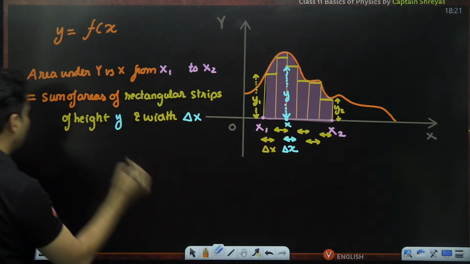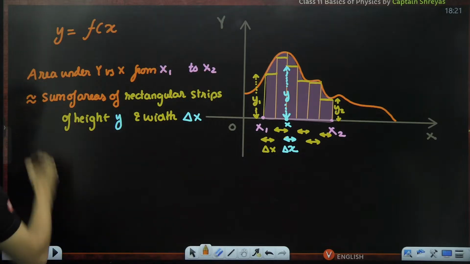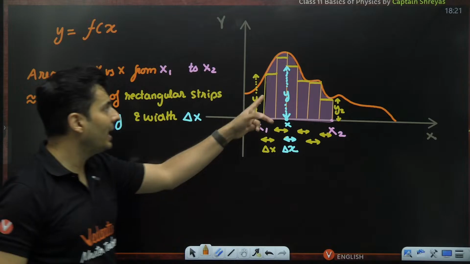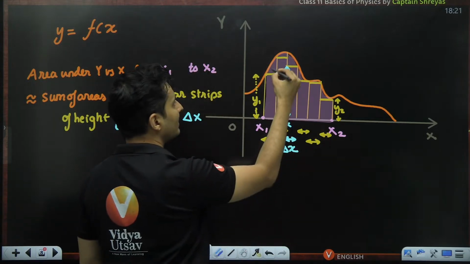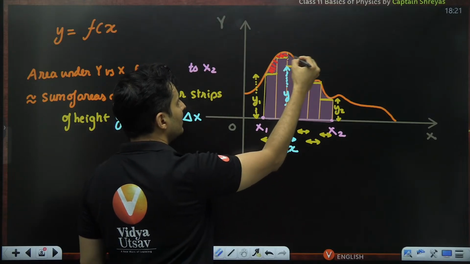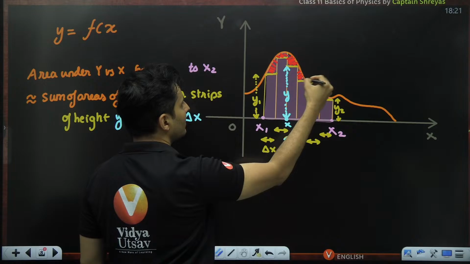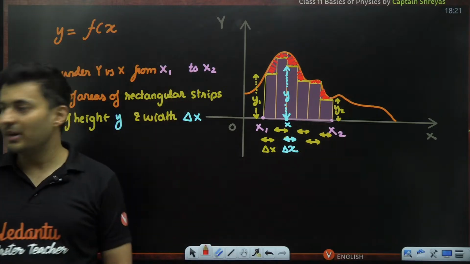But there is a catch over here. This is not exact. This will be approximate. Why? Because I am missing out some areas. For example, this one I'm not counting. This one is missed, this one is missed, this one is missed, and so on and so forth. Everybody is able to see it?